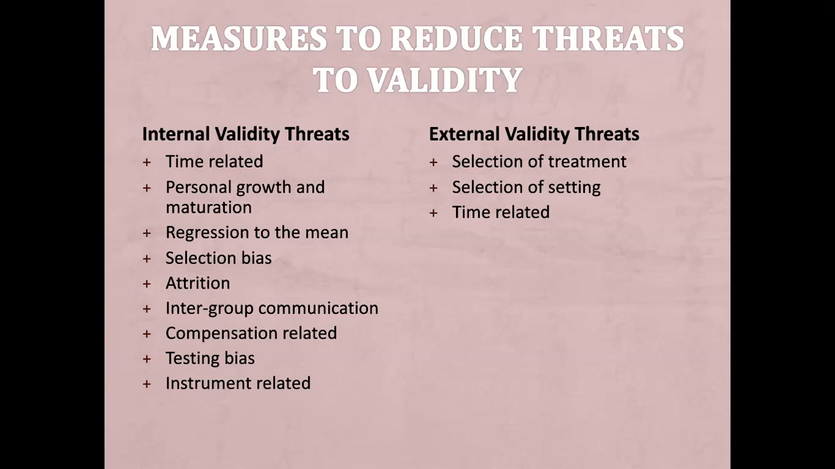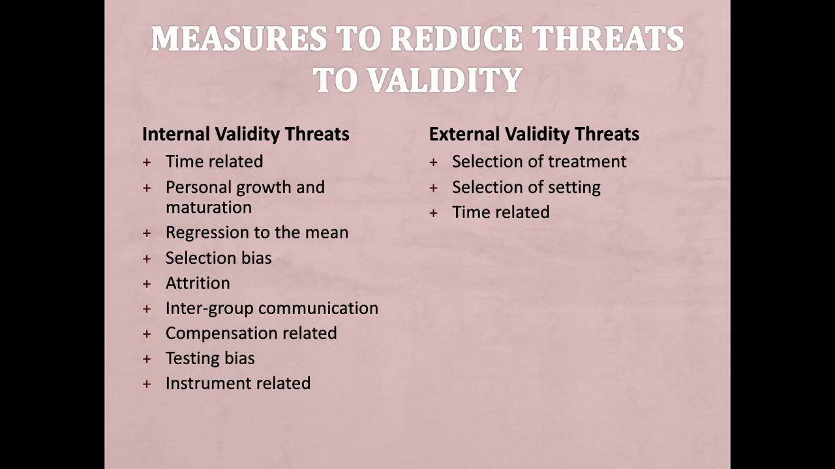Then we have our external threats to validity, and there's not as many external threats as there are internal, but we see similar things. So we still see that time related effect. We can also have threats based on the selection of different treatments. And the way that we can reduce this is to try and conduct additional experiments with different groups with different characteristics to make sure that the treatment selection didn't cause any threats to validity in itself.